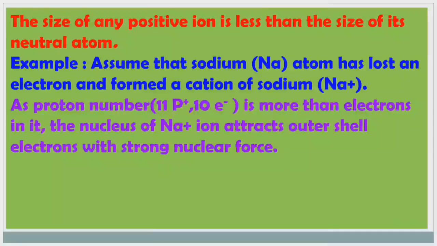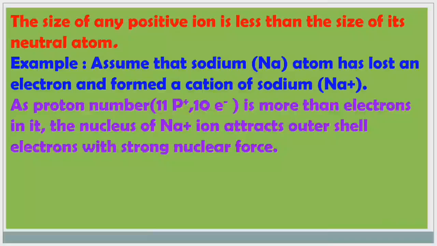So as the proton number is more than the electrons, the nucleus of the sodium ion attracts outer cell electrons with strong nuclear force. Protons are present in the nucleus. Electrons revolve around the nucleus. The sodium plus ion contains 11 protons, but it contains 10 electrons. So nuclear charge is more. That's why the sodium plus ion size decreases.